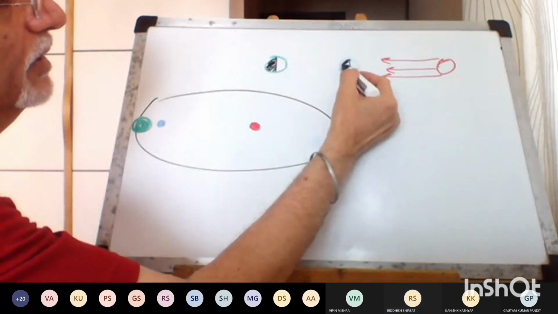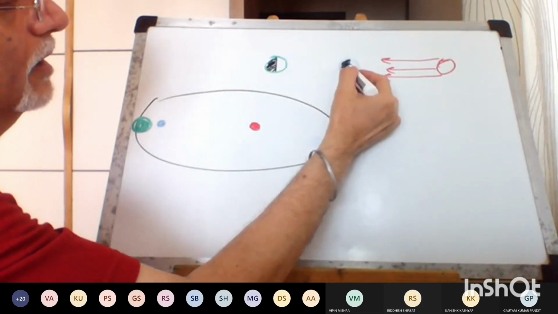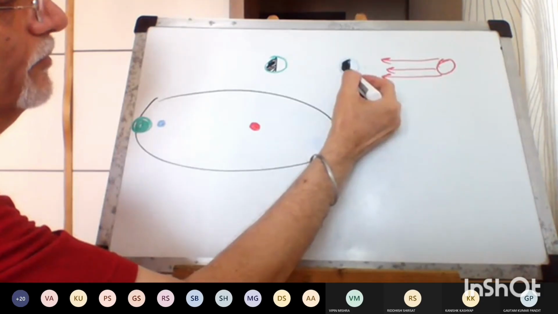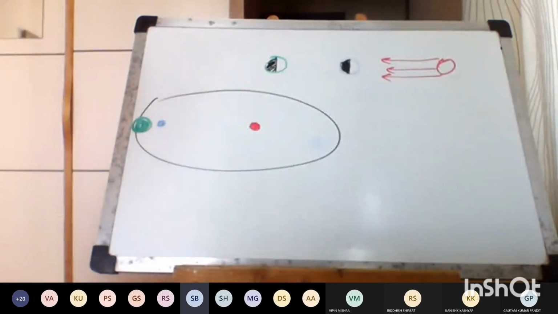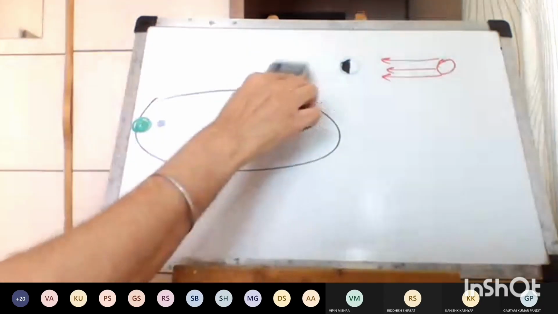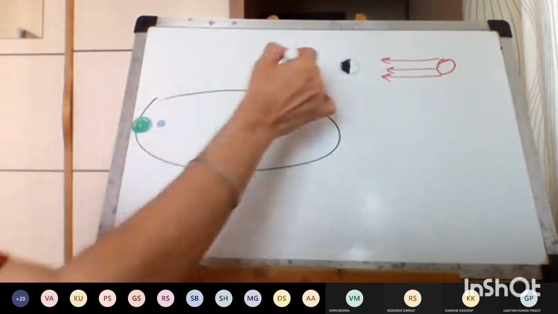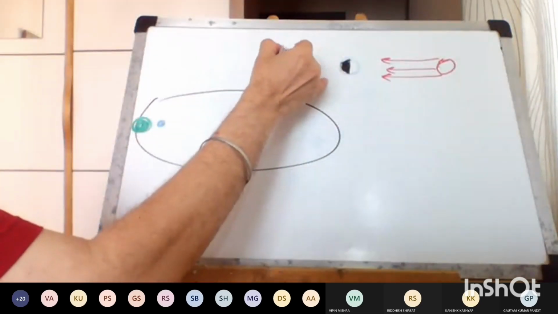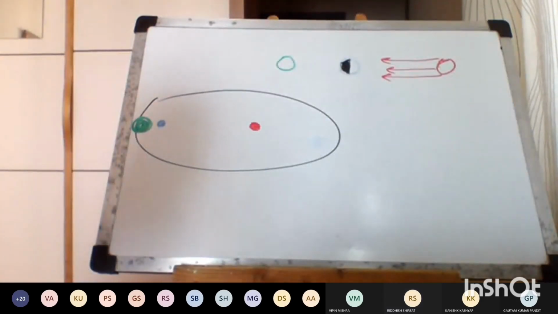Which part is illuminated? This part is dark. Yes or no? This part is dark, no? Yes, sir. So people on the earth, what are they seeing? New moon or full moon? New moon, sir. न्यू मून यानी अमावस की रात, हाँ? अंधेरा.